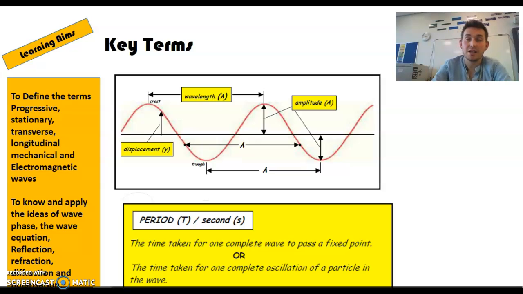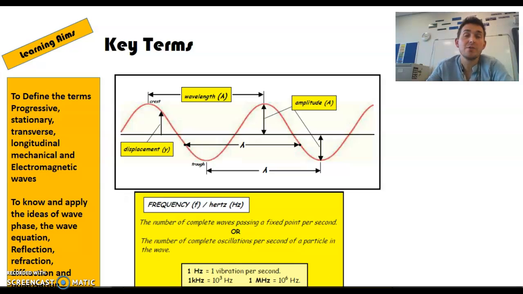Period is the time taken to complete one full cycle, to go past a fixed point effectively. Well, for a full wave to go past a fixed point, yeah. That's the way I'm going to say that. Frequency is 1 over the time period, or the number of full cycles that happen in 1 second.